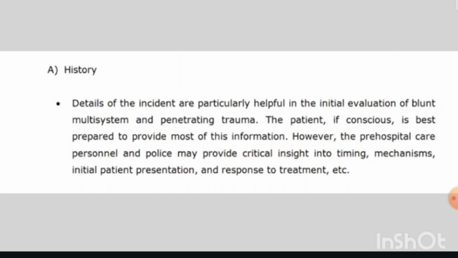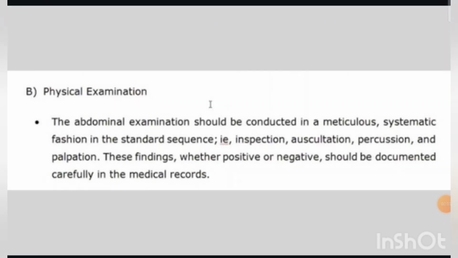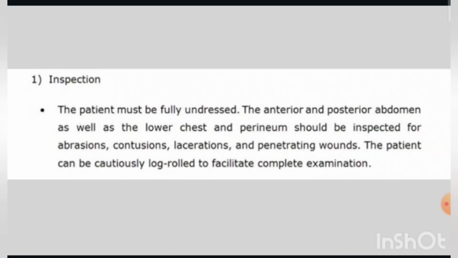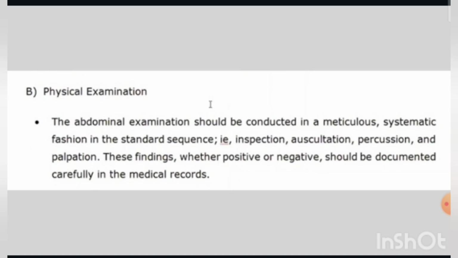And in some special cases, such as falling down, head injury or spinal injury can mask an abdominal injury. So the history is an important thing to know. Then the physical examination consists of the four techniques, as we said: inspection, auscultation, percussion and palpation. These findings, whether positive or negative, should be documented carefully in the medical record.